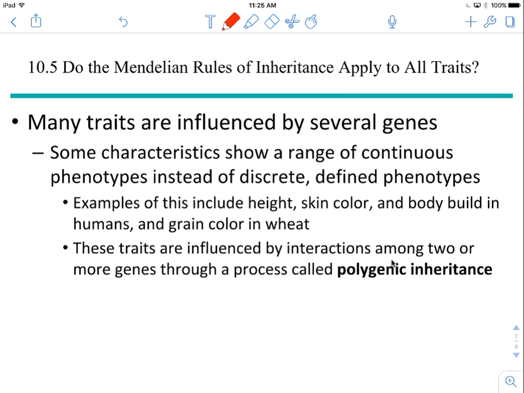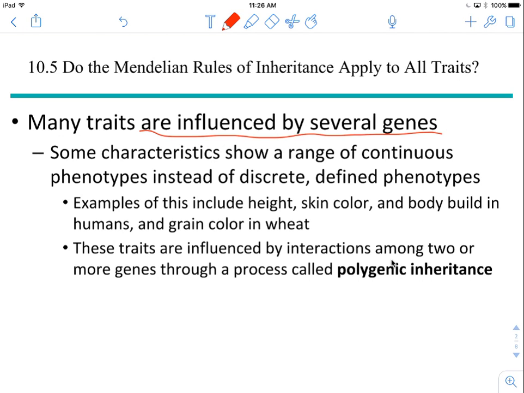So next we're going to talk about polygenic inheritance, when traits are influenced by several genes. I've kind of alluded to this in class, and a lot of these conditions describe human genetics. We talk about the eye color gene, but there really is not one eye color gene. There are several eye color genes. Skin color is the same way.